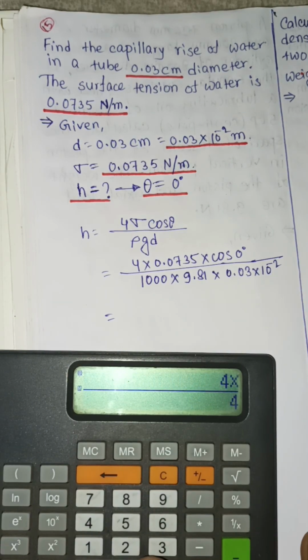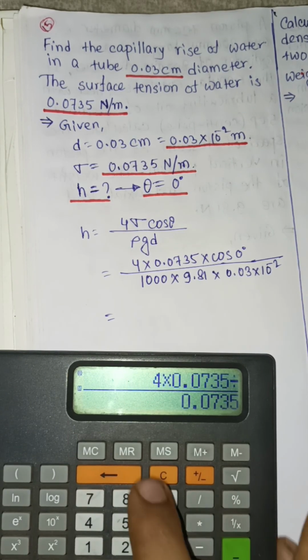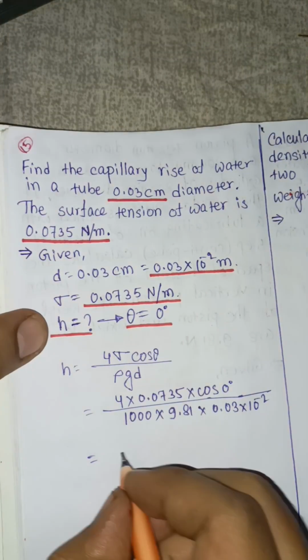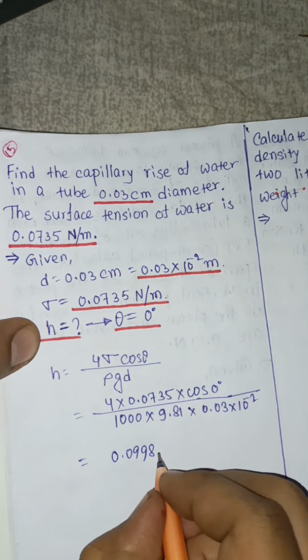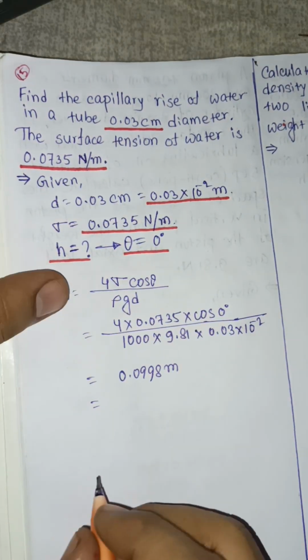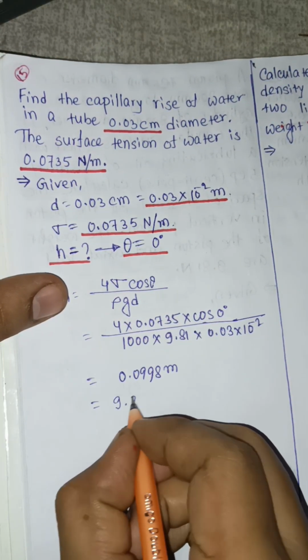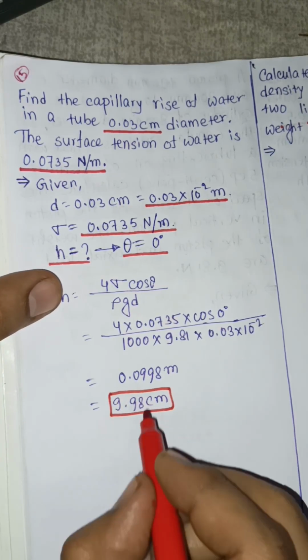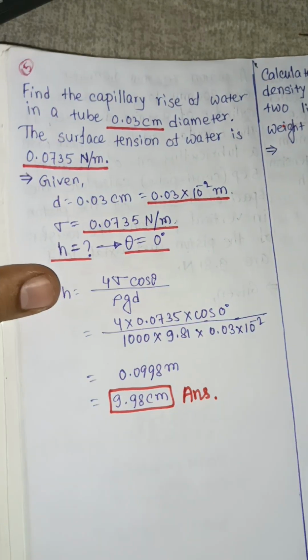So 4 into 0.0735 divided by that, that will be 0.0998. So the answer will be 0.0998 meter. And if you want to convert it into centimeter, you have to multiply by 100, 9.98 centimeter. So our answer for height will be 9.98 centimeter.